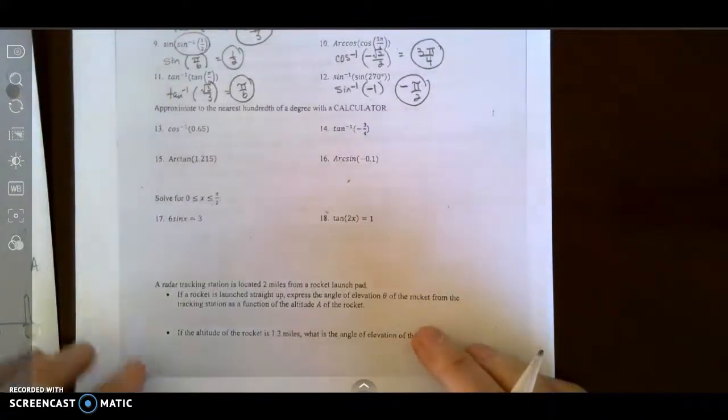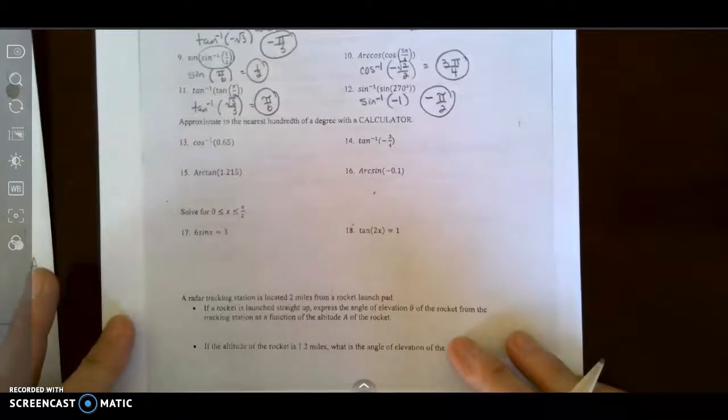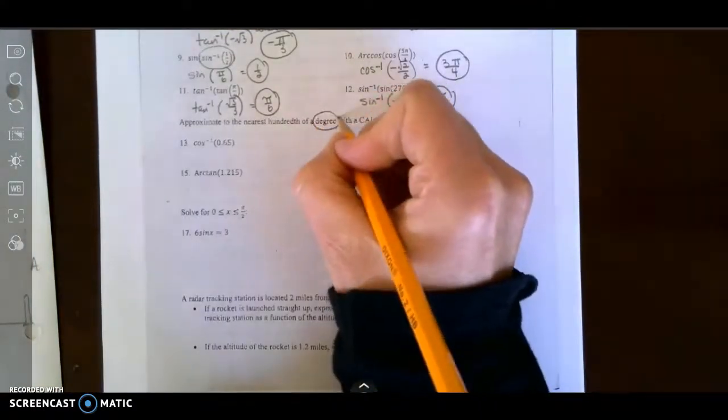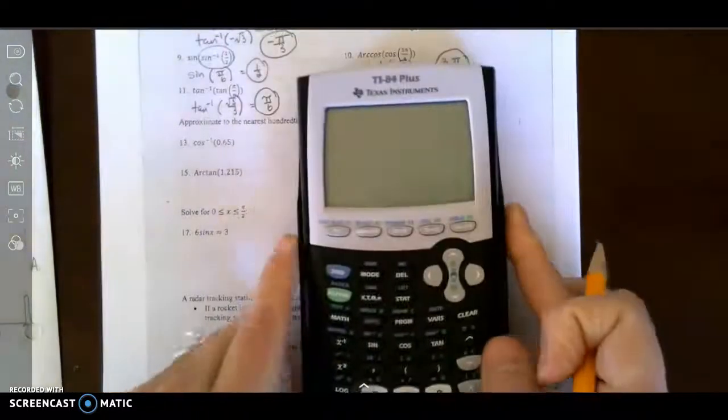The next couple ask you to do it using a calculator. All right, so we're going to do our calculator. It says nearest hundredth of a degree, so make sure your calculator is in degrees.